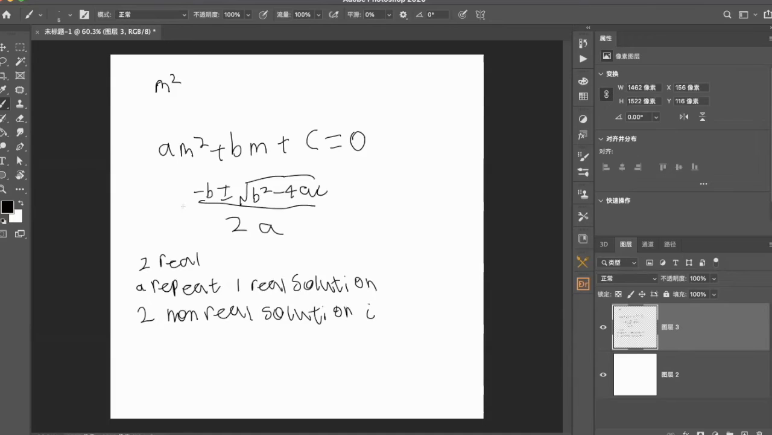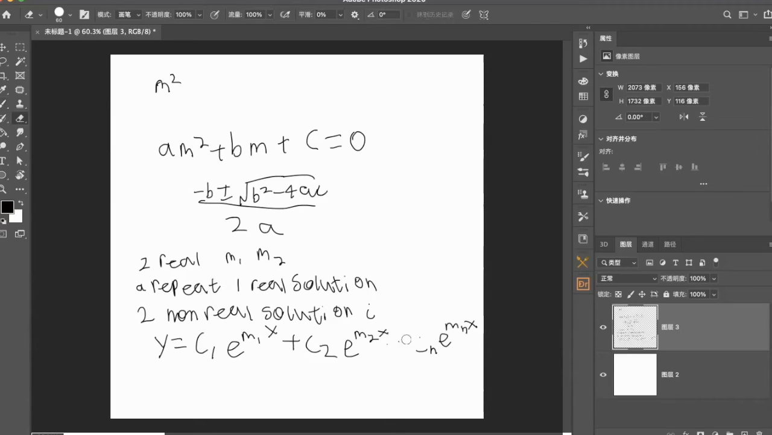So remember our basic format? y is equal to e to the m x. Say we have two distinct real solutions, m1 and m2. Then our solution, like we showed in the last example, will just be this. And if we go to higher order, like nth order, that's what's going to happen. But alright, let's focus.